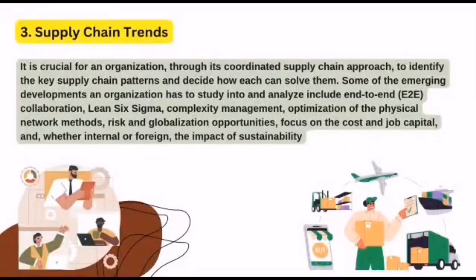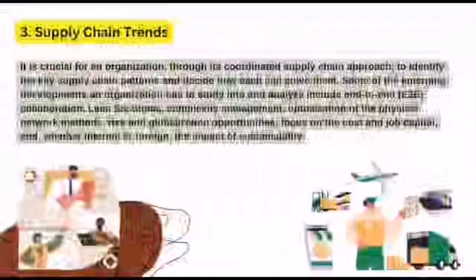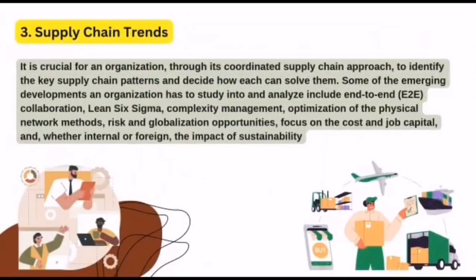Lean Six Sigma is a method which organizations can use to eliminate inefficiencies, enhance product quality, and achieve significant cost savings. Complexity management is where organizations need to analyze their supply chain structures to avoid increase of costs and delays.